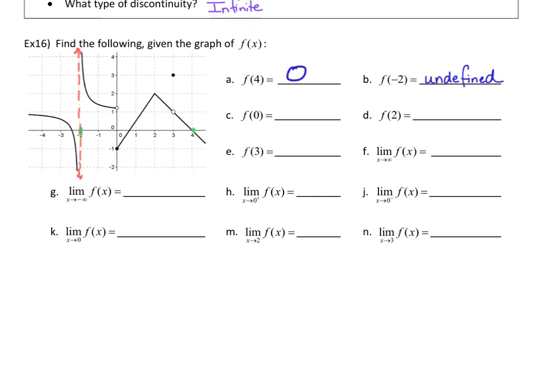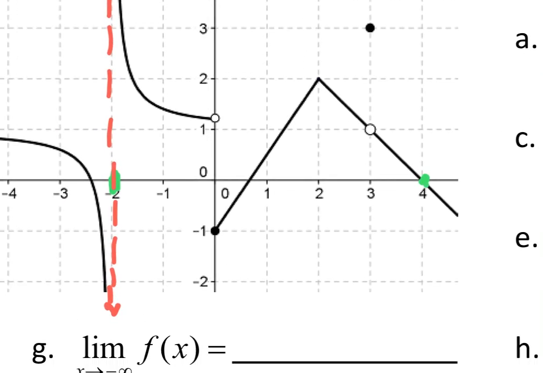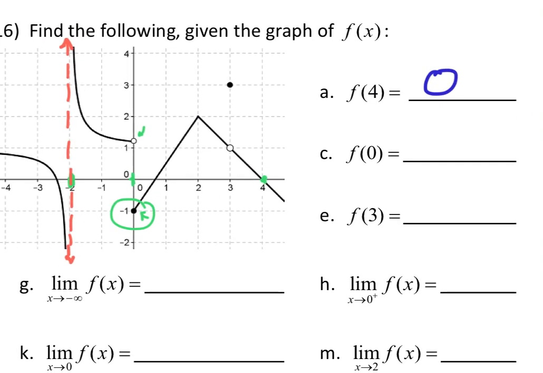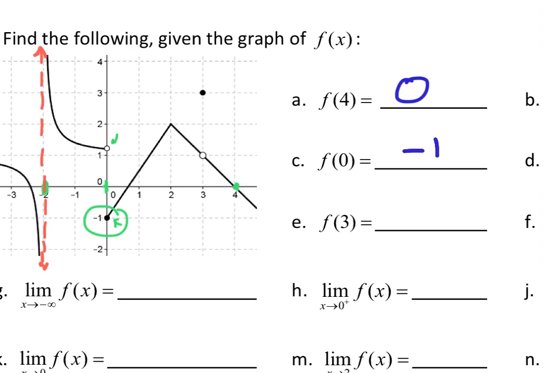Then it asks, what's the value of the function at 0? Well, where x equals 0 is right here, and you have an open circle and you have a closed circle, and remember that the closed circle is going to be the true value of the function. And so your answer for letter C is going to be -1.